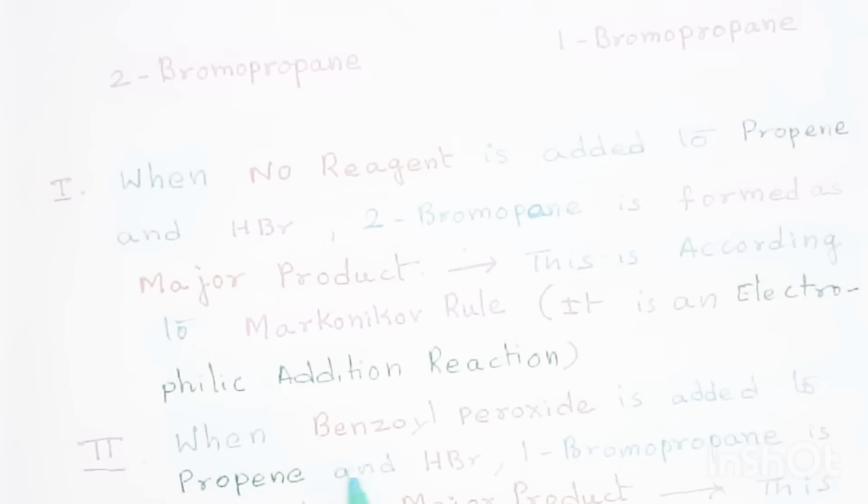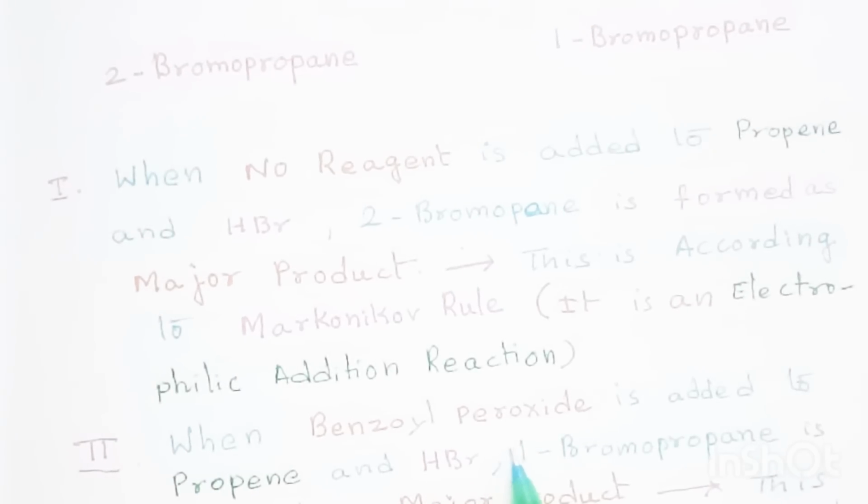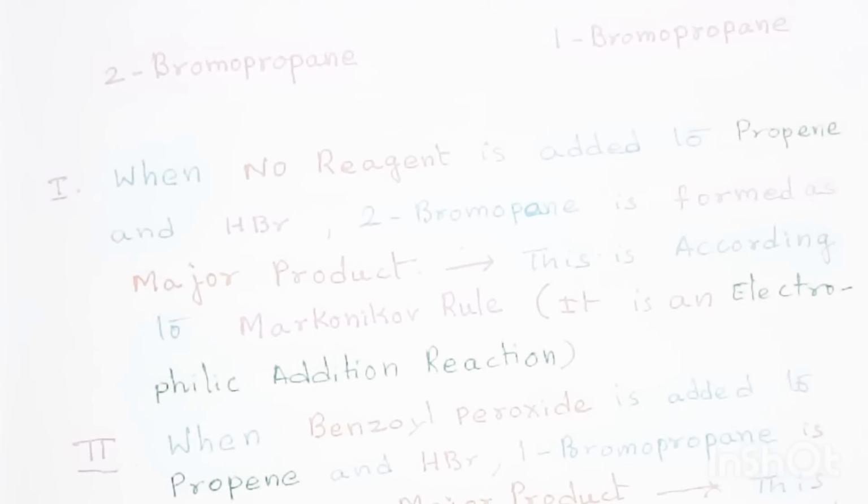When a peroxide or benzoyl peroxide is added to propene and HBr, we get 1-bromopropane as the major product. This is Anti-Markovnikov rule. It is a free radical addition reaction. Remember, Markovnikov rule is an electrophilic addition reaction. Anti-Markovnikov rule is a free radical addition reaction. Now let's study one by one.